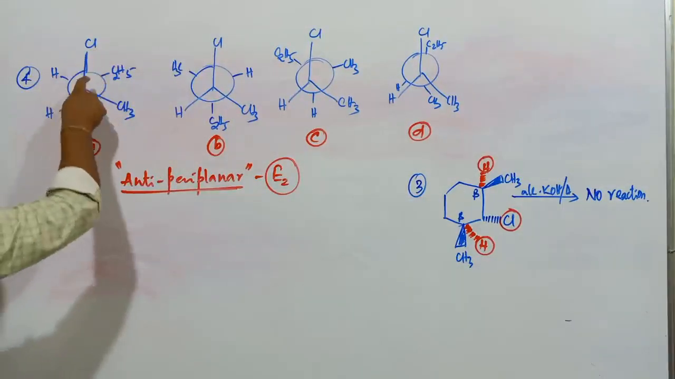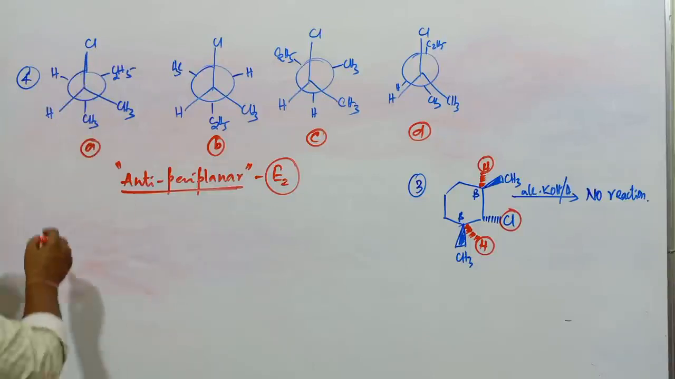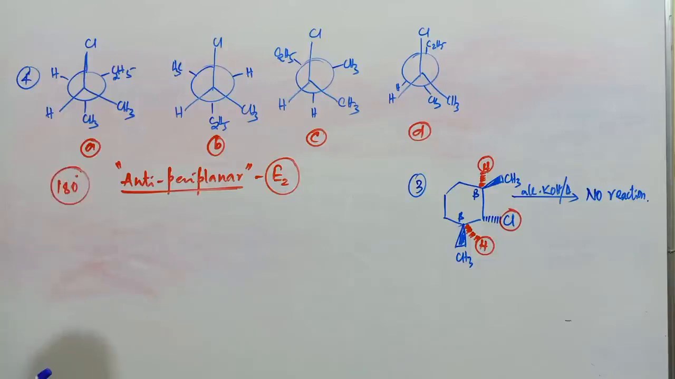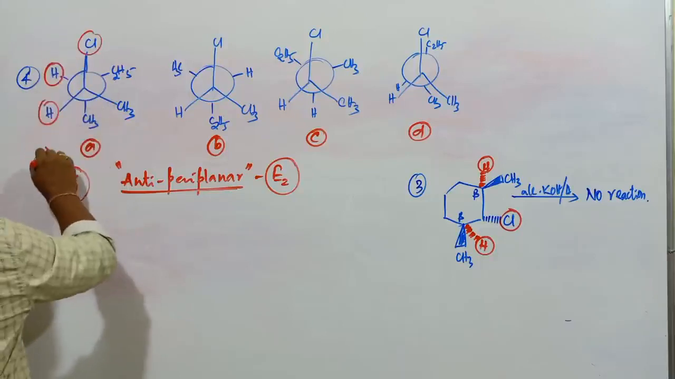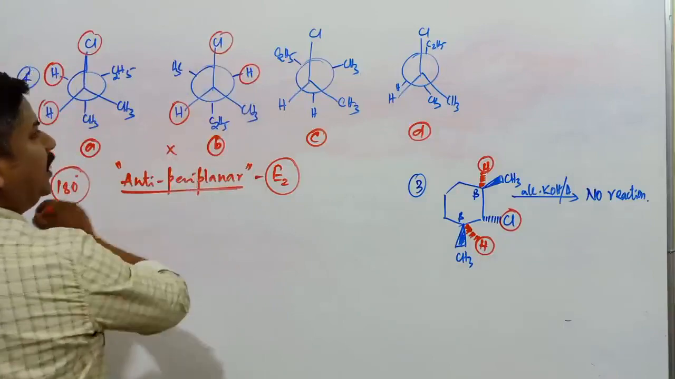Here chlorine and hydrogen are not in an anti-periplanar position, that is, both groups must be at an angle of 180 degrees. This is hydrogen, this is chlorine. If you take this as chlorine, it is not possible. This is hydrogen, it is hydrogen, this is chlorine. Here also it is not correct.